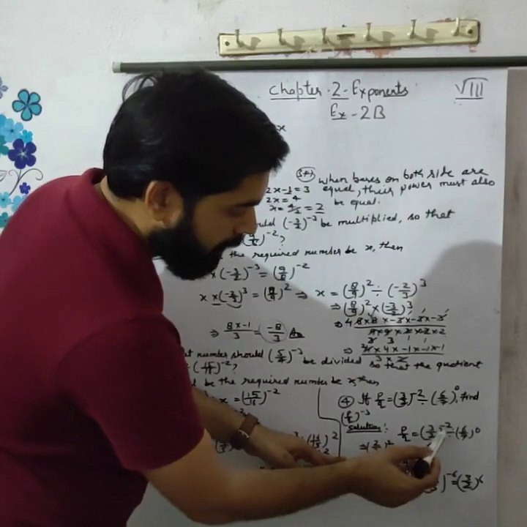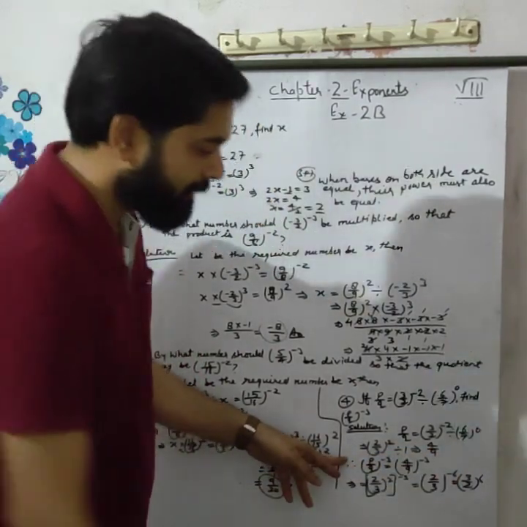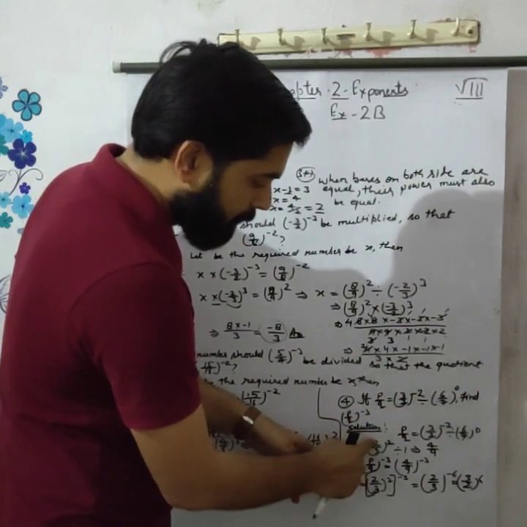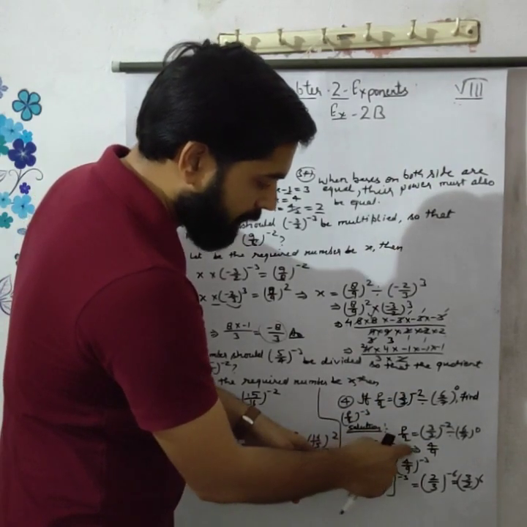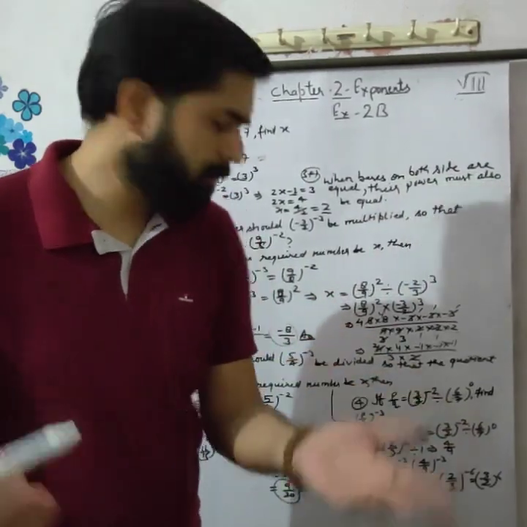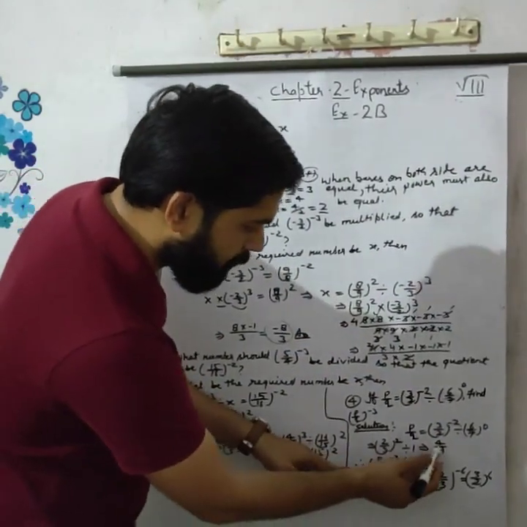p/q here is (3/2)^-2 divided by (6/7)^0. Firstly observe the powers. This is a negative power, this is 0 power. So according to the negative and 0 power, we get what? (2/3)^2 divided by 1. Why 1? Because any number with power 0, the value will be 1. Then it is equal to 4/9.